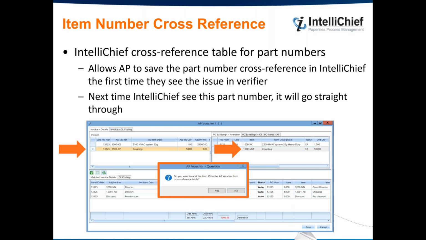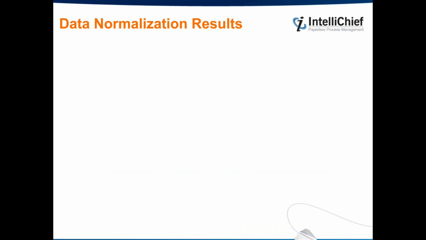Okay, so this is what it might look like. So here's that coupling in here. Well, the two part numbers don't match. Well, it pops up a window for the user, routes it to a user and says, hey, do you want to add this item? We notice you changed it. Do you want to add this to the cross-reference table? Yes. Next time this line for that coupling comes in on an invoice, it's not even going to ask unless that changes again.